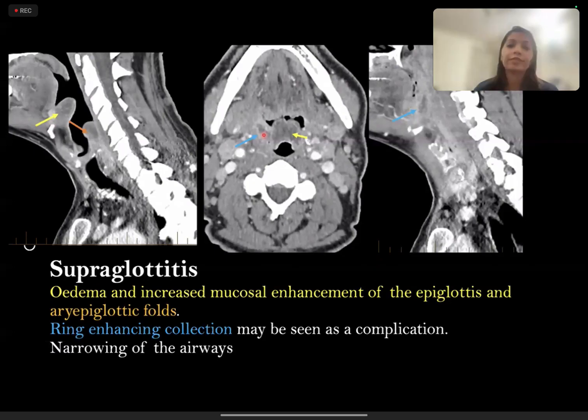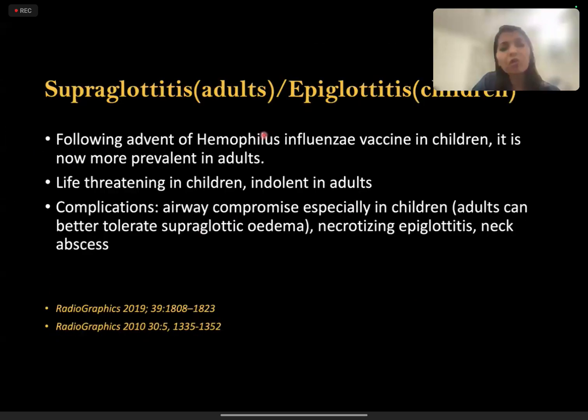Epiglottitis is most commonly caused by H. influenzae. Following the advent of the H. influenzae vaccine in children, it is now less prevalent in children and more prevalent in adults. And it's a life-threatening condition, especially in children, but rather indolent in adults.